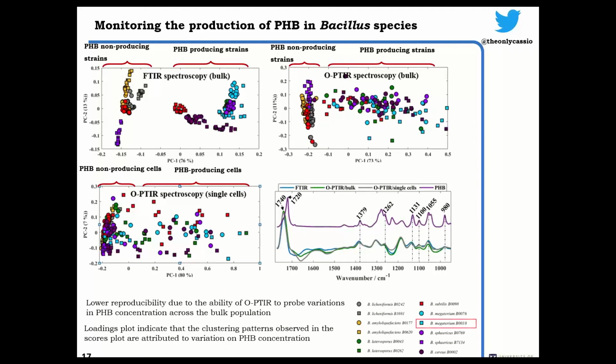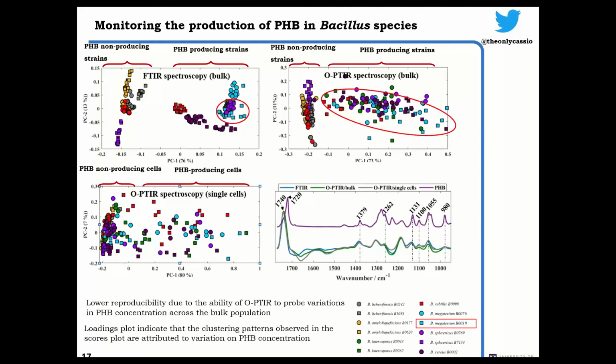And now, let's take a close look at this strain here, Bacillus megaterium, the blue square. In the FTIR results, all of the scores were clustered in the cluster of PHB-producing strains. On the OPTIR from bulk populations, once again, all these scores were clustered in the PHB-producing cluster, but this time, as I said, the reproducibility is quite low.